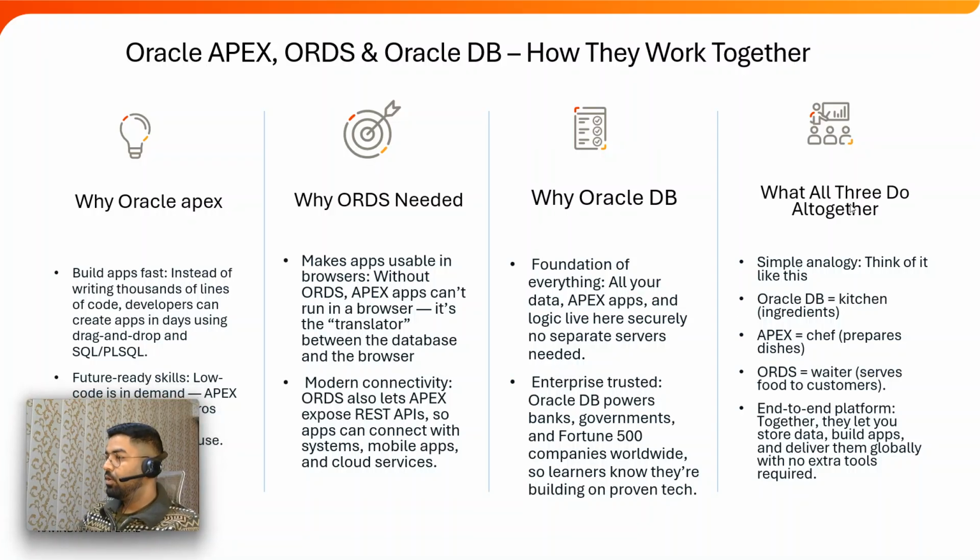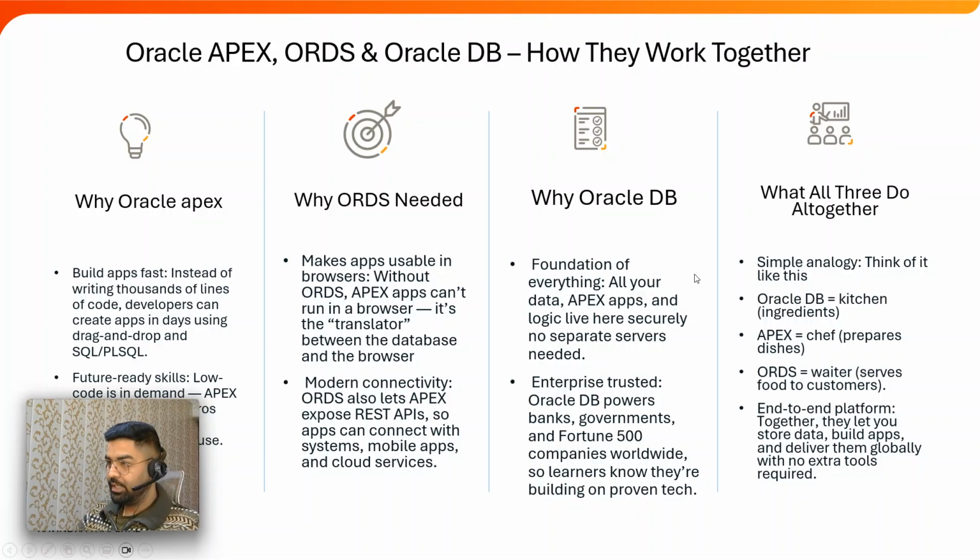And then why all three? What do all three do all together? So simply you can say Oracle DB is a kitchen, basically a kitchen. Apex is a chef over here, so Apex prepares the stuff, and ORDS is basically a waiter which communicates between the kitchen and the chef, basically. So this is how it works.